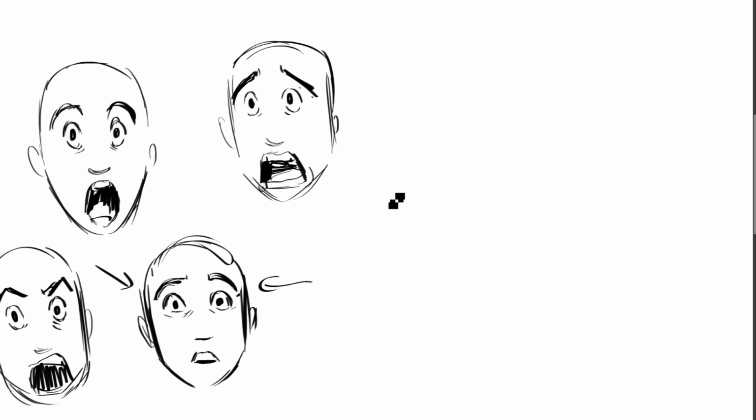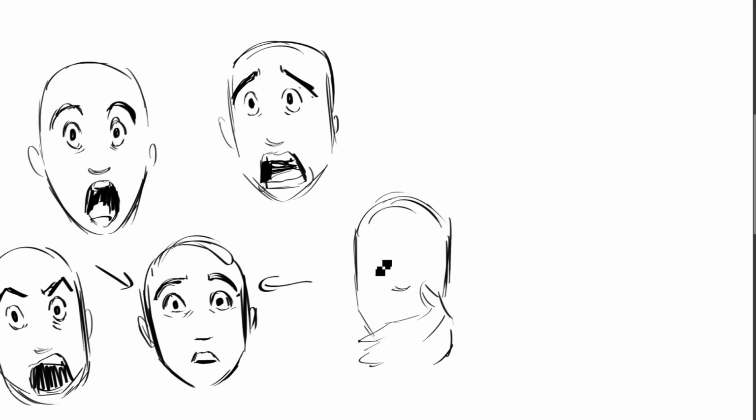Well, there's other moments to sell shock too, and this is more of a character acting thing that requires more posing besides the face. So if I had the character cover his mouth, this is just an acting choice, and then you have the eyes really wide open. Then you can really sell that this character is shocked, but because this person is using other body language, you're still selling that emotion without having to utilize the mouth.